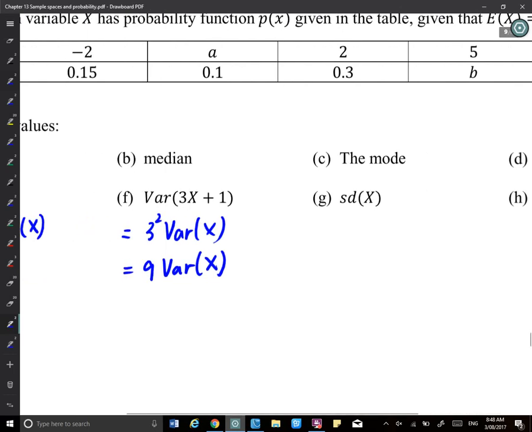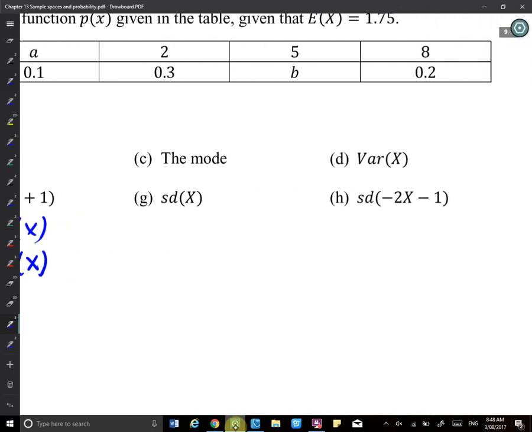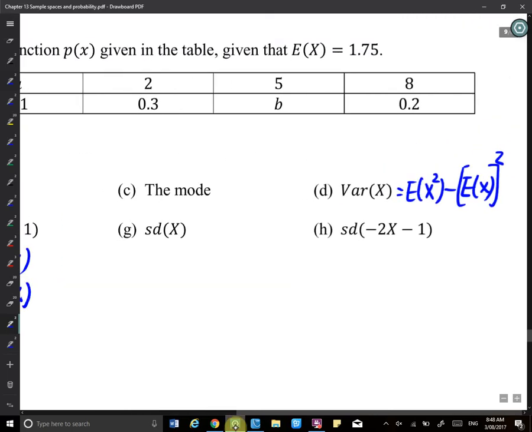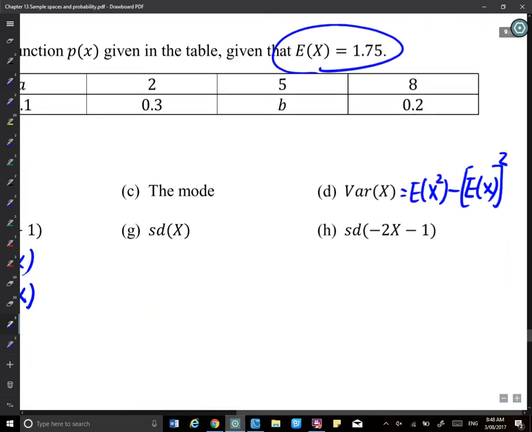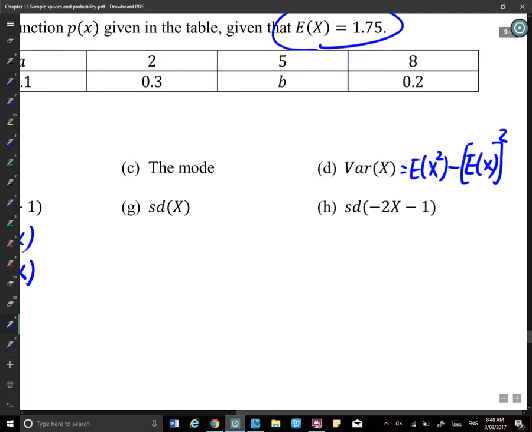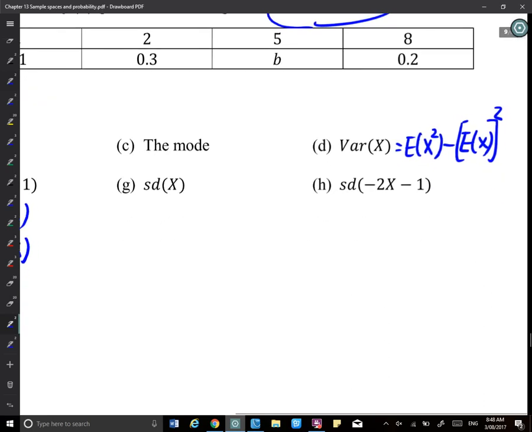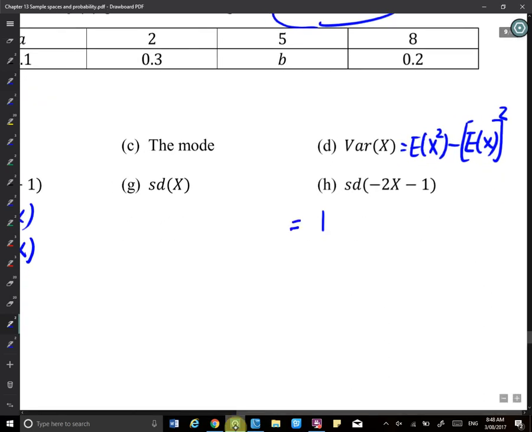When you're calculating variance of x, you will use expected x squared minus expected x, which is mu, and then square that value. Mu is given to you here, and you need to work out expected x squared by yourself. And standard deviation is easy, you can work that out. And for H, it will be the absolute value of negative 2 times the standard deviation of x. Still ignore the negative, and we have 2 standard deviation of x.